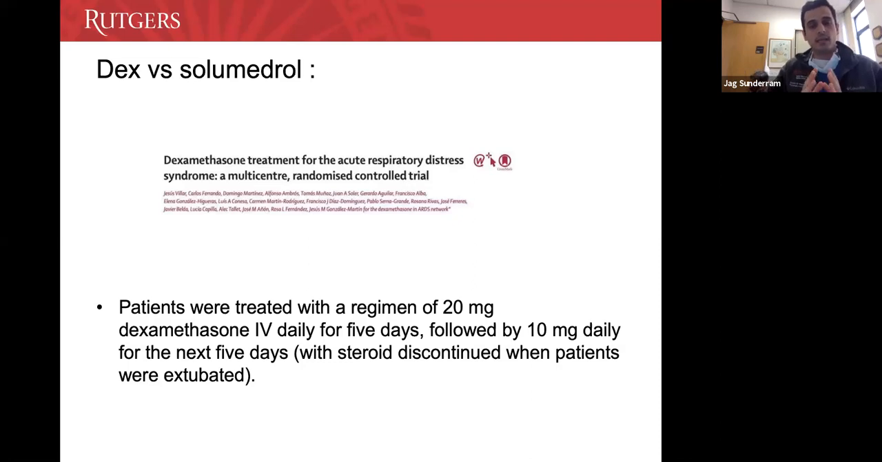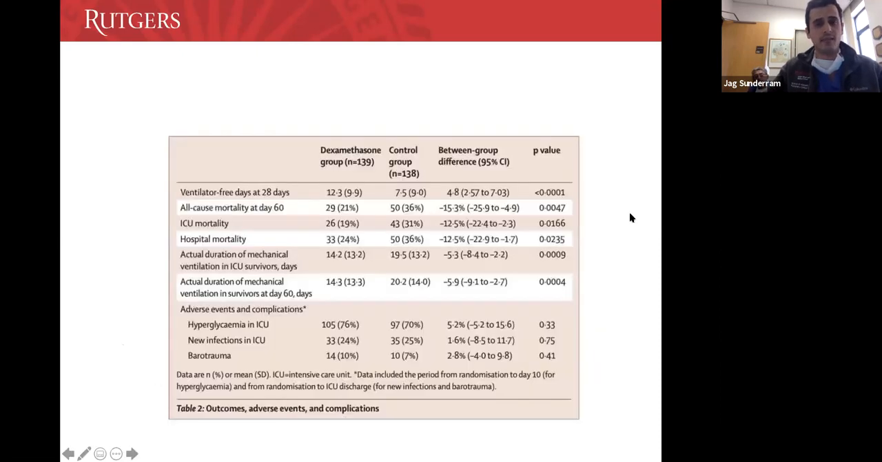Essentially, they gave patients dexamethasone, 20 milligrams IV for 5 days, followed by 10 milligrams daily for the next 5 days. And the steroids were discontinued once the patient got extubated, meaning they got better. They found that in patients who received dex, ventilator-free days at 28 days were significantly increased, the duration of mechanical ventilation was significantly reduced, and the mortality, again, was significantly reduced.